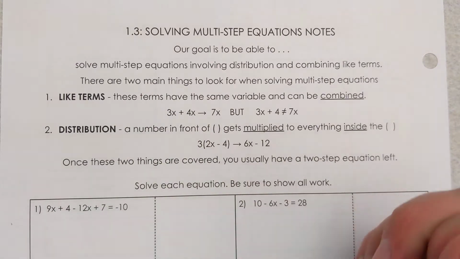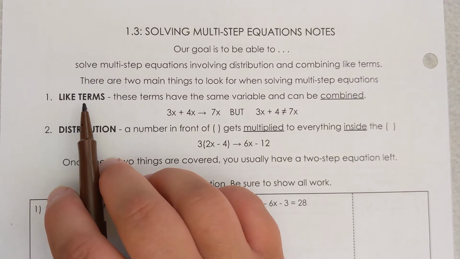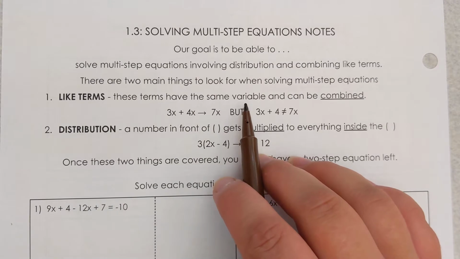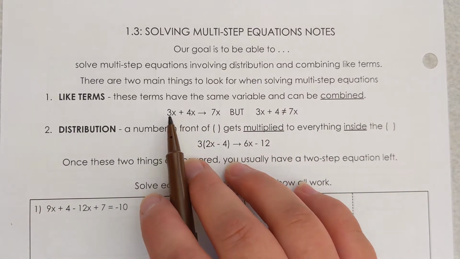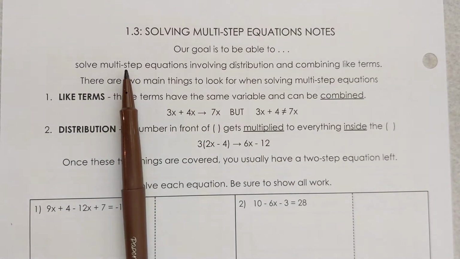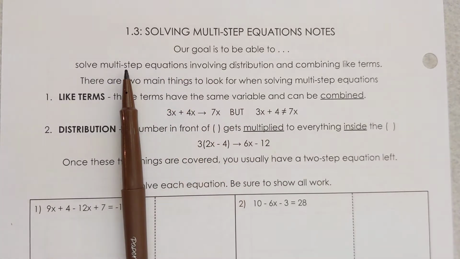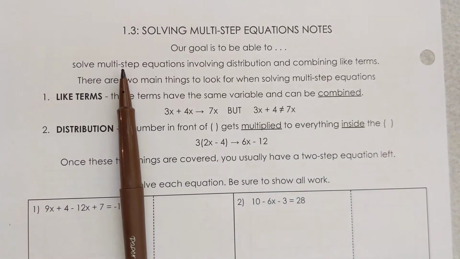There are two main things I want you to look for when we are solving equations that are multi-step. Number one is like terms. These terms have the same variable, therefore they can be combined. So for instance, 3x plus 4x is 7x. Okay, 1 pin plus 2 pins is 3 pins. Okay, but 3x plus 4 is not 7x.